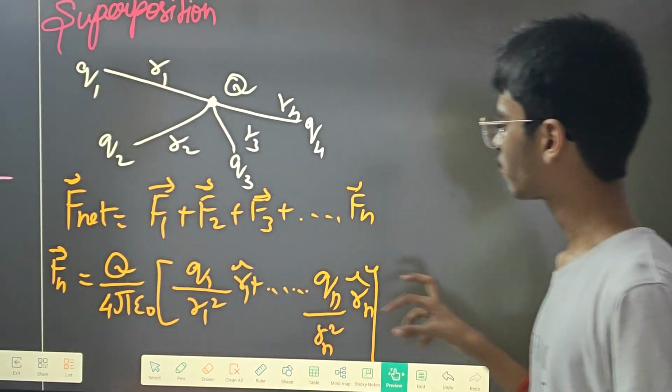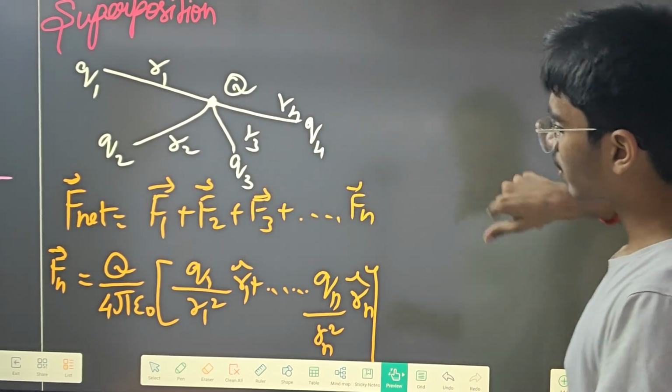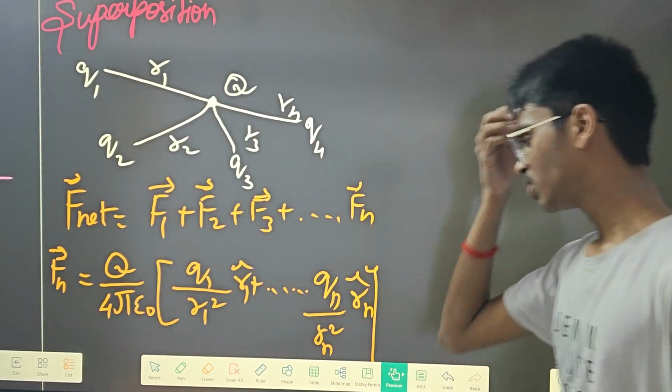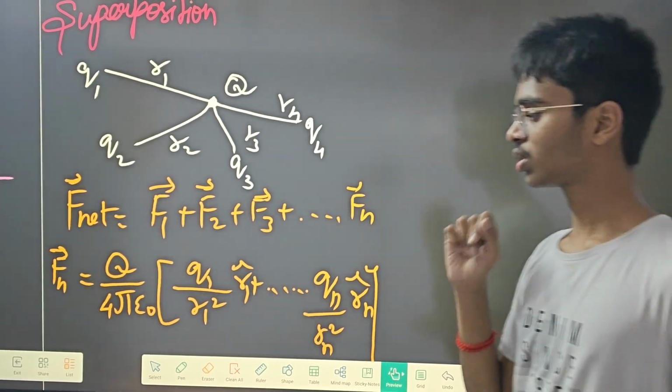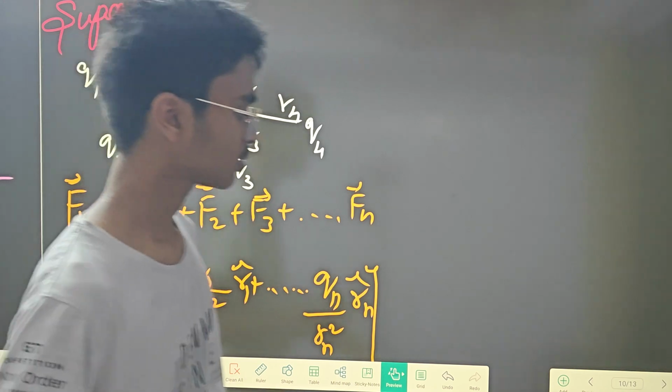So F net is equal to F1 plus F2. Each charge will be having one force, so totally you have to add their forces. That's it. So here you have to use vector addition.